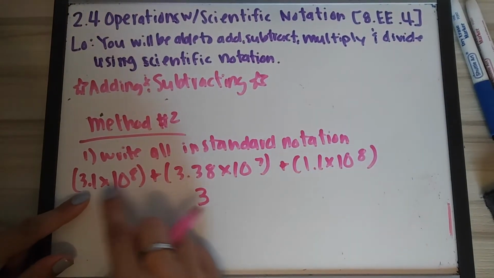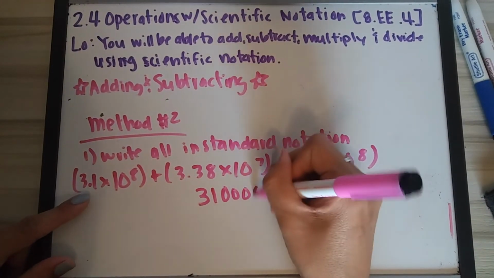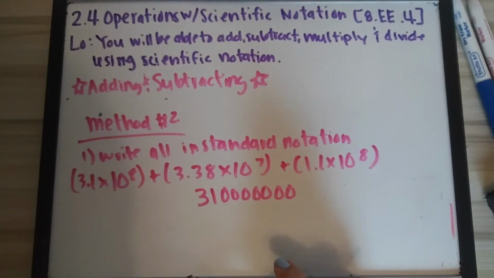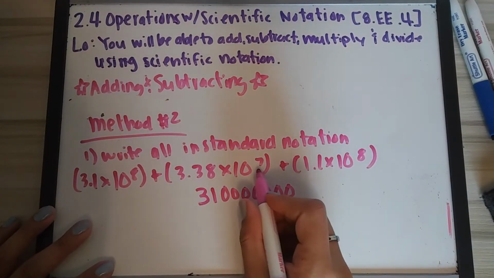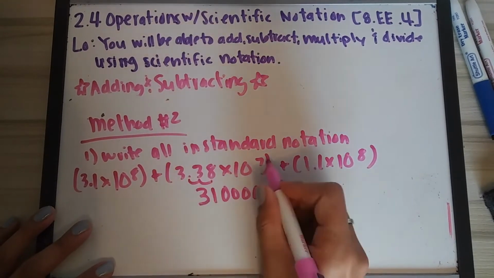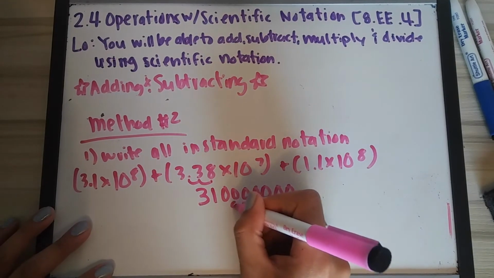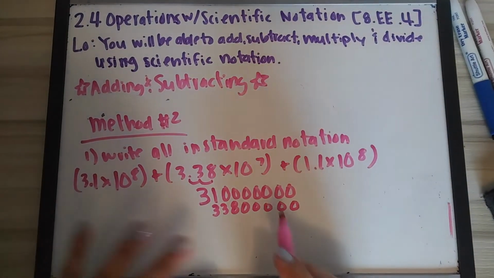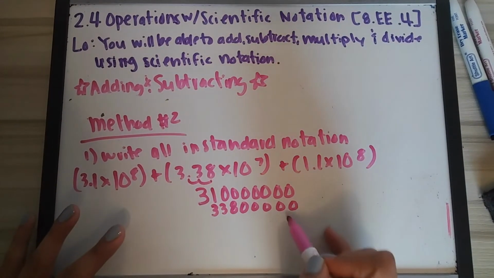So I'm moving my decimal a place to the right. So I'm going to say 1, 2, 3, 4, 5, 6, 7, 8. Okay, this one I'm moving it 7 places to the right. So I'm going to add 5 zeros because I'm moving 2 places, and I need 5 more. So 1, 2, 3, 4, 5, and I'm going to have 3, 3, 8. Okay, I started from the right, so to make sure that the place values are correct.